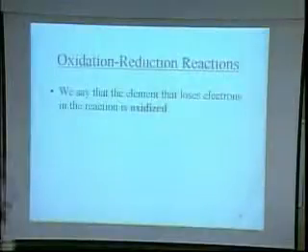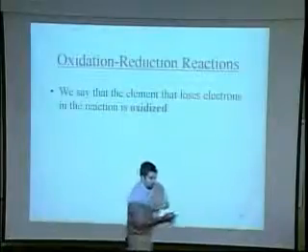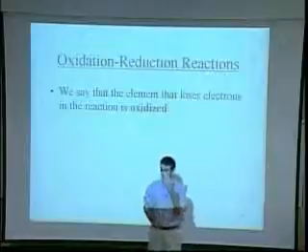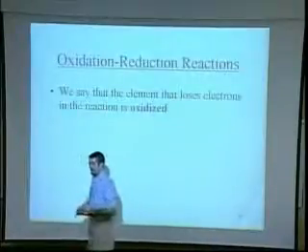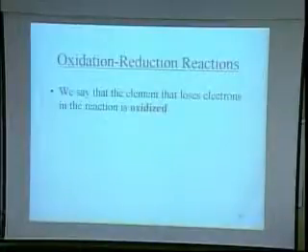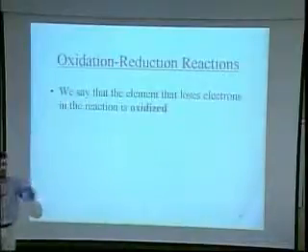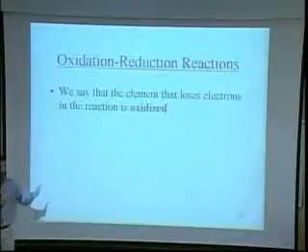Now, there's an easy way to remember this. You might want to jot this down. It should say Leo goes grr on there somewhere, like Leo the lion. Leo goes grr. Lose electrons, you're oxidized. If you gain electrons, you're reduced. Oxidation-reduction happens together. If something is oxidized, something in turn must be reduced, and they form a pair.